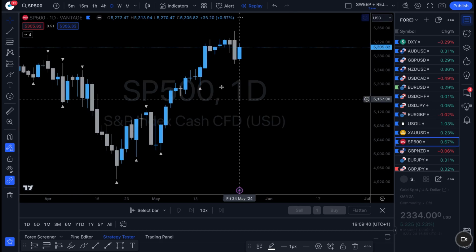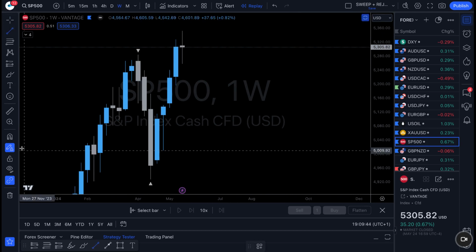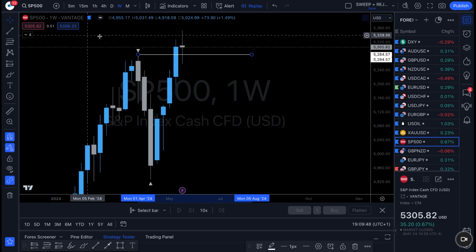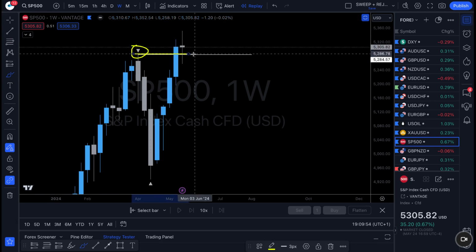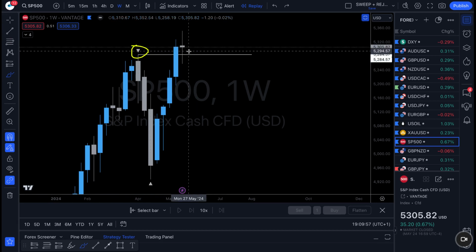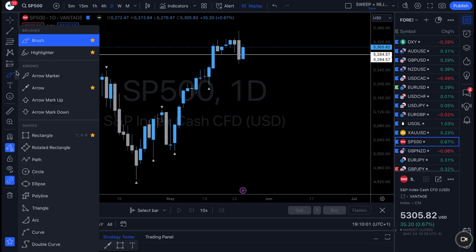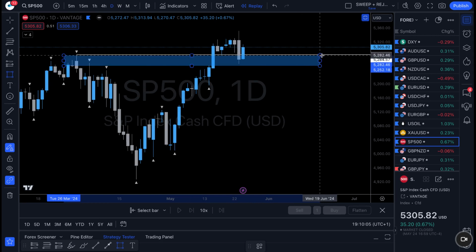Let's look at S&P 500 just to see what's going on here. So we're at a very, very significant level. We're at the recent fractal high on the weekly time frame on the S&P 500. We're at this level here now, okay? Let's drop down to the daily and have a look at what's going on. Okay, so this is your level here. This is your level to watch.